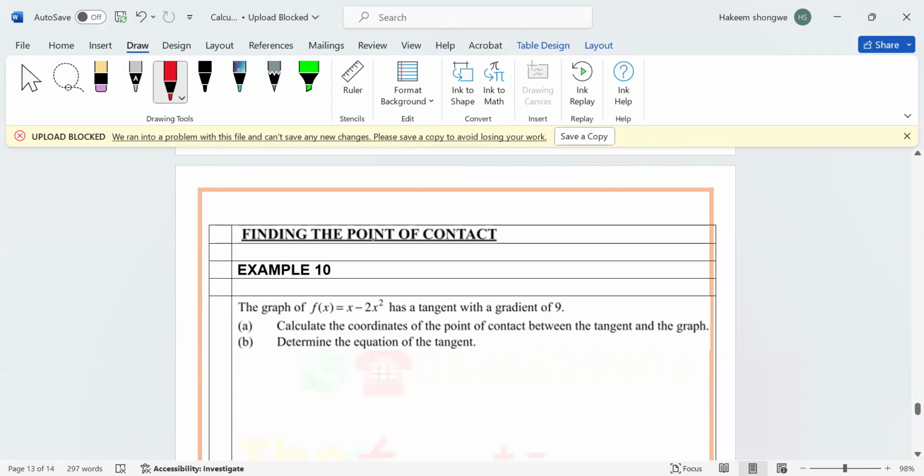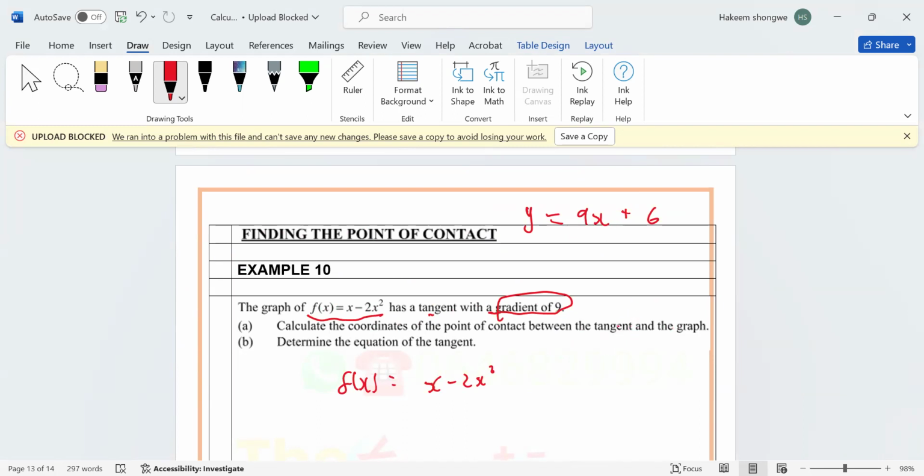Okay, what is it that I have? I have f of x. F of x is given as x minus 2x squared. And then they say it has a tangent with a gradient of 9. If they didn't want to give it as a gradient, they could have given it as y equals 9x plus something. It can be plus 6. So they could have given us the equation of the tangent. But because this is the first example, let me not give you the equation. Let me give you the gradient directly.